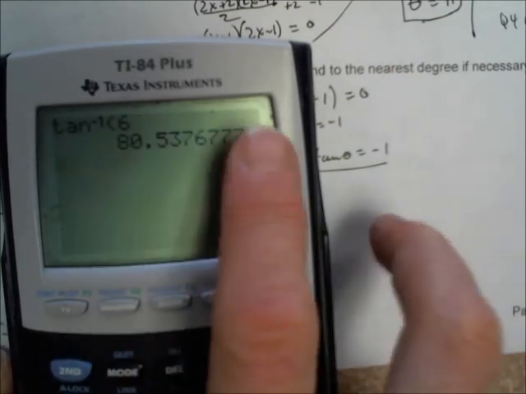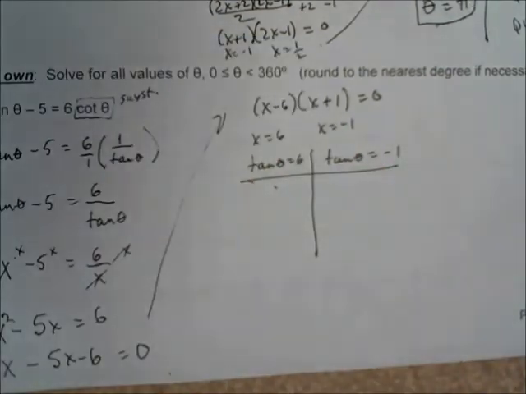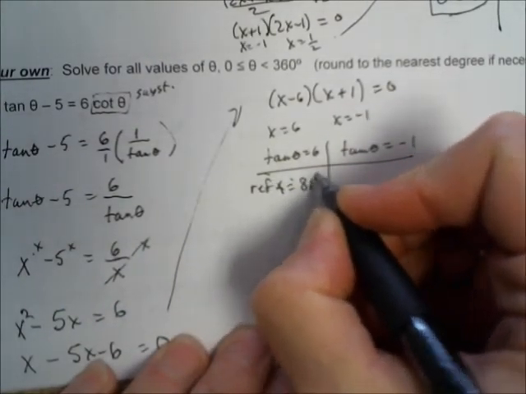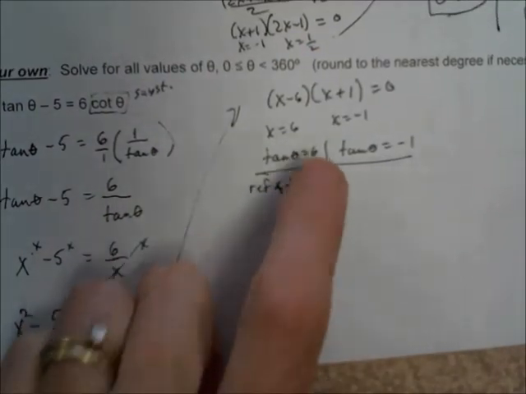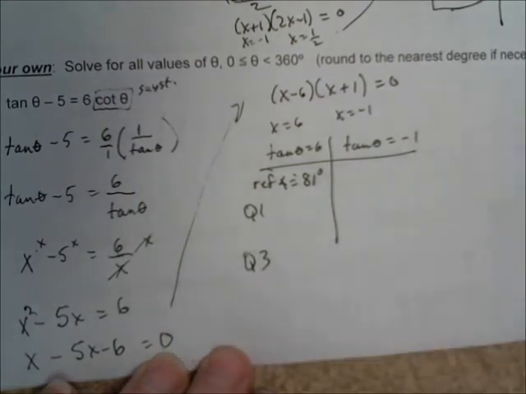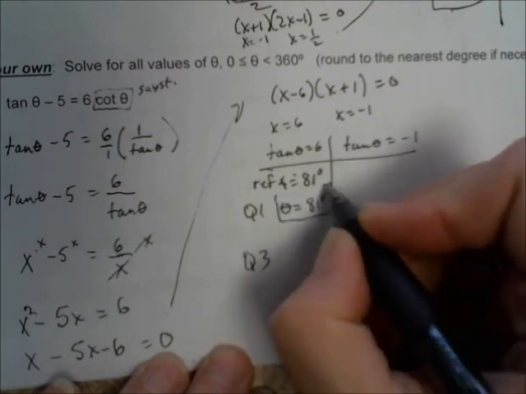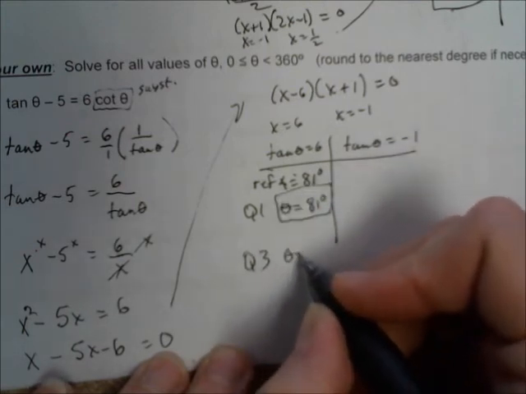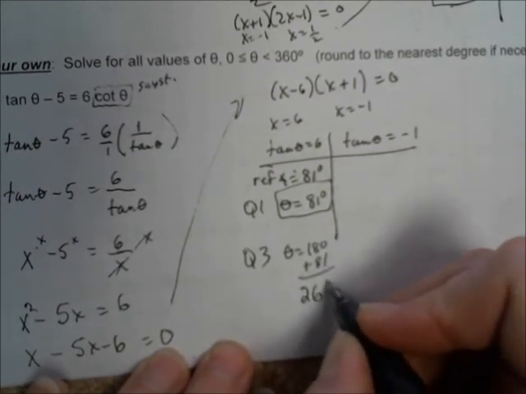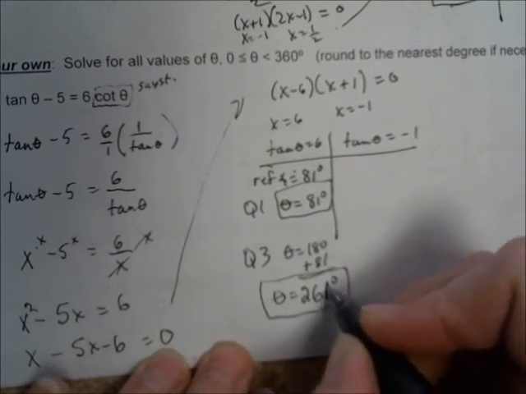And we have a reference angle. It says round to the nearest degree, so this would be 81 degrees if you rounded that correctly. And that's our reference angle, 81 degrees. Tangent is positive in quadrants 1 and 3. So in quadrant 1, the theta value is the same thing as the reference angle. And in quadrant 3, the theta value is 180 plus 81, which is 261 degrees. So there are the two answers over here, 261 and 81.